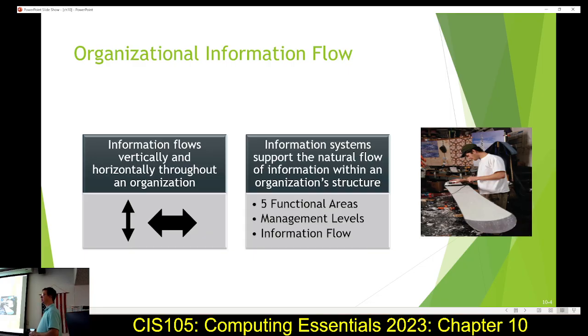Normally, communication flows vertically and horizontally throughout organizations. So in this chapter, I'm going to talk about how information systems support the natural flow of information, talking about the 5 functional areas in an organization. Yes, for extra credit, I only want 3 of them. I don't want 5. Don't give me all of them, because if you get one of them wrong, I'm putting 0 down for the extra credit. The various management levels, there's only going to be 3 that I'm going to talk about, and how information flows.